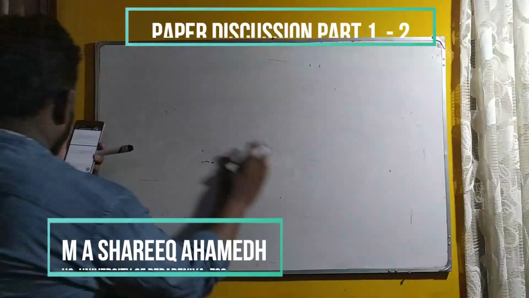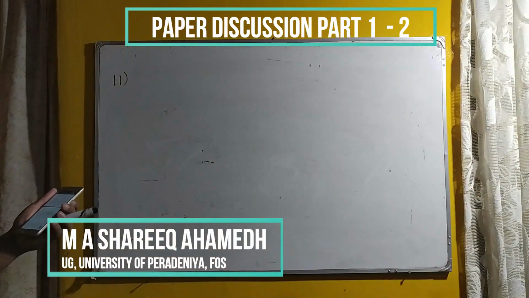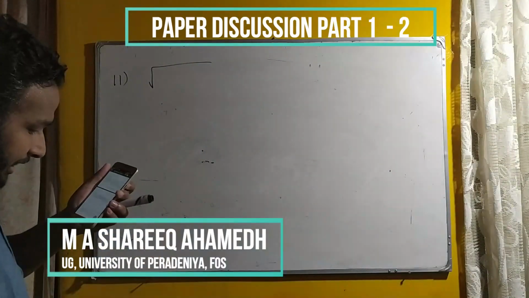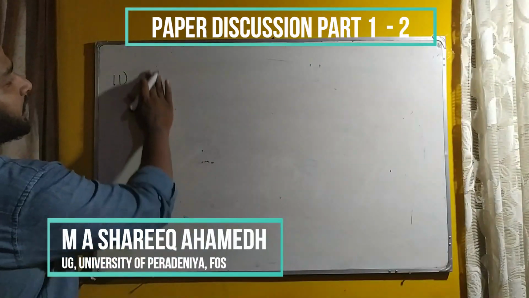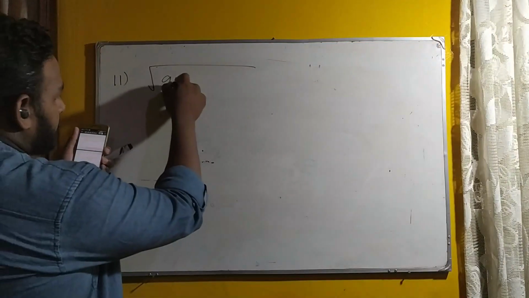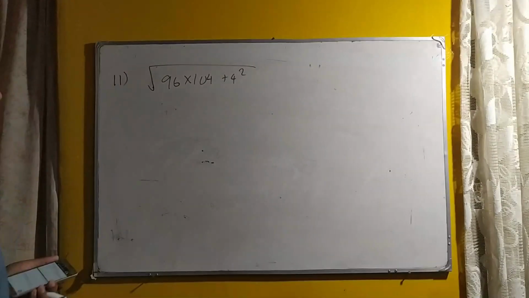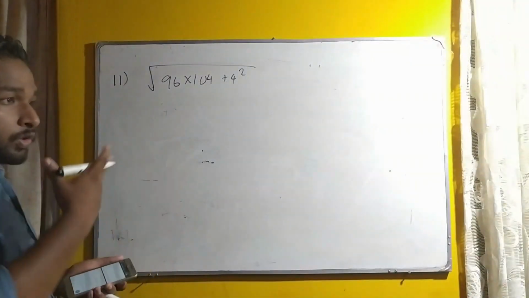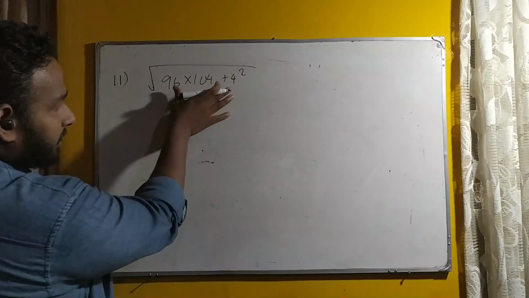Okay, let's come to the 11th question. They have given a sum like this. They said to use factor knowledge, that means you should factorize it and do. So I am coming to this. They have given the square root of 96 into 104 plus 4 squared. So they have said use factorize. Right, okay, I am going to factorize inside this number.